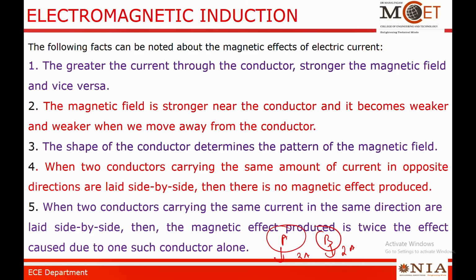If they are in the same direction, it gives twice the magnetic effect, and more magnetic effect is produced. If they are side by side in opposite directions, there will be no magnetic effect produced. If they are in the same direction, it has twice the effect, similar to the previous condition. So these are the 5 factors we need to keep in mind before considering the magnetic effect of the electric current.